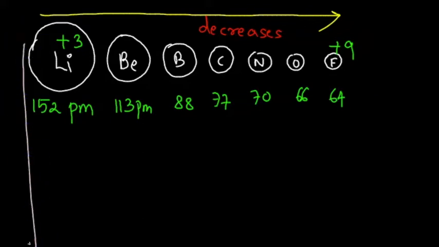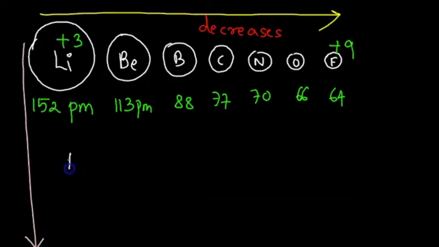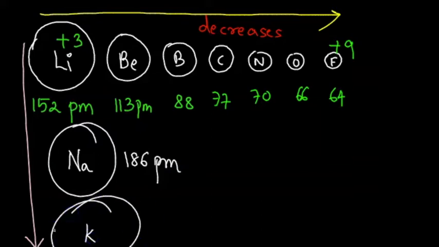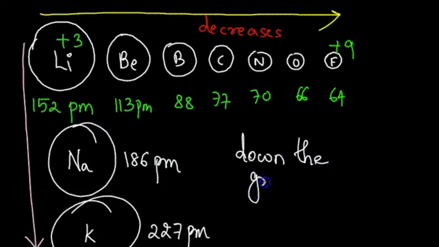Now, what about going down a group? It turns out that the size of the atoms gets bigger as you go down and smaller as you go up. But let's focus on going downwards. Sodium is a lot bigger than lithium, and potassium is even bigger. So this is Na. The atomic radius of sodium is 186 picometers, whereas in potassium it's 227. So clearly, as you go down, atoms are getting bigger and the atomic radius is increasing. The question again is why?